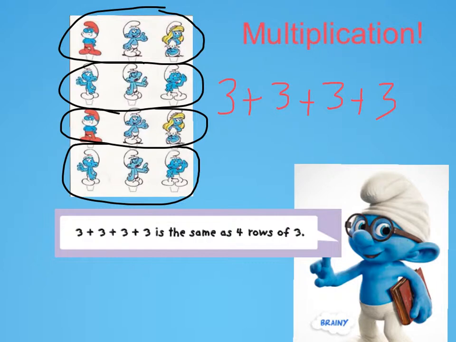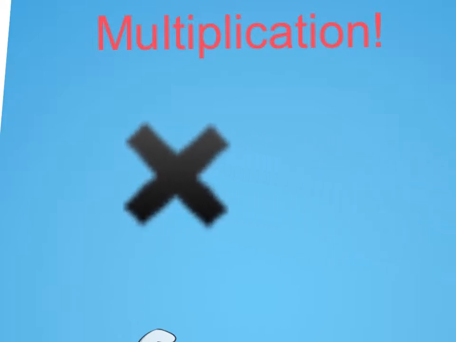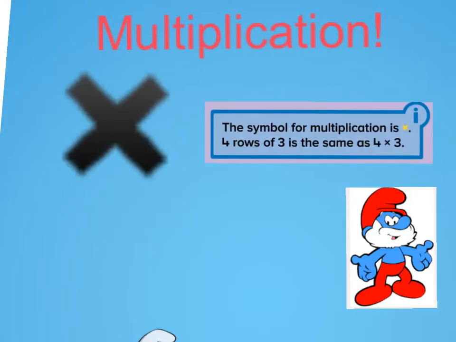But is there a shorter way to write rows of? There sure is a shorter way of writing rows of, and that's using the multiplication symbol. Have you seen the multiplication symbol before? This symbol of an X is used to show multiplication. So 4 rows of 3 is the same as 4 times 3. Isn't that right, Papa Smurf? And 4 times 3, or 4 rows of 3, equals 12.